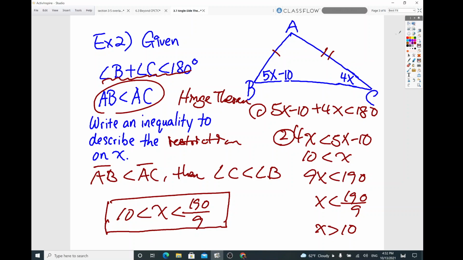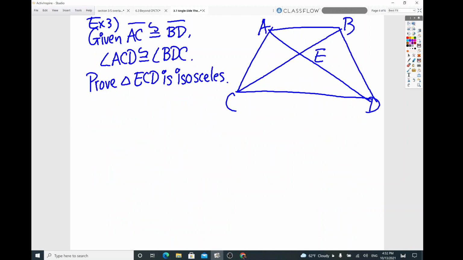Okay, so now let's see what else we have for the rest of this. Another proof. Given that segment AC is congruent to segment BD, angle ACD is congruent to angle BDC. So angle ACD, this whole thing right here, is congruent to angle BDC. So the bottom base. Again, we're proving that triangle ECD is isosceles. So one thing at a time.